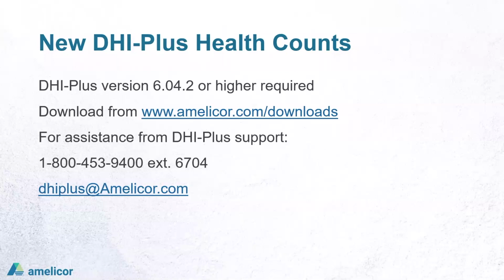You can find the new DHI Plus health counts in the most recent version of DHI Plus, 6.04.2 or higher. You can download that version from our website at ameliacor.com/downloads, and if you need a little bit of help setting that up or getting that update installed for DHI Plus, please feel free to call our support line 800-453-9400 extension 6704 or email us at dhiplus@ameliacor.com.